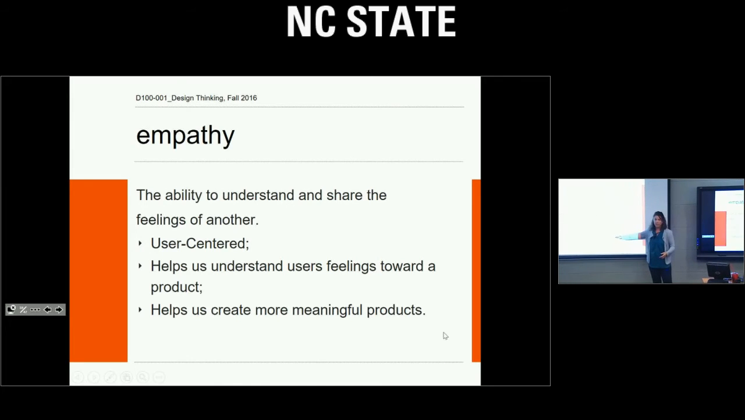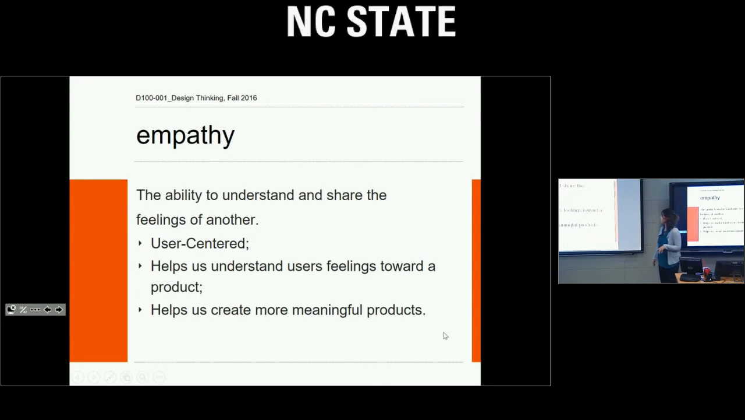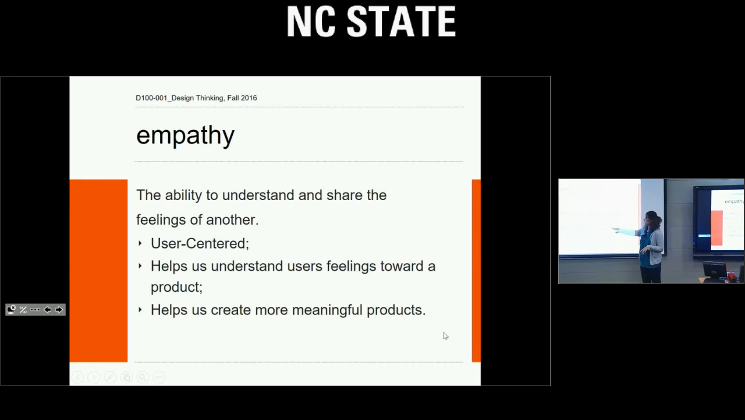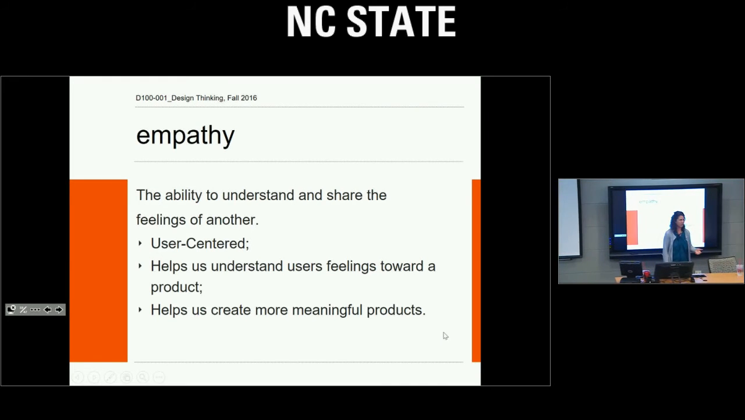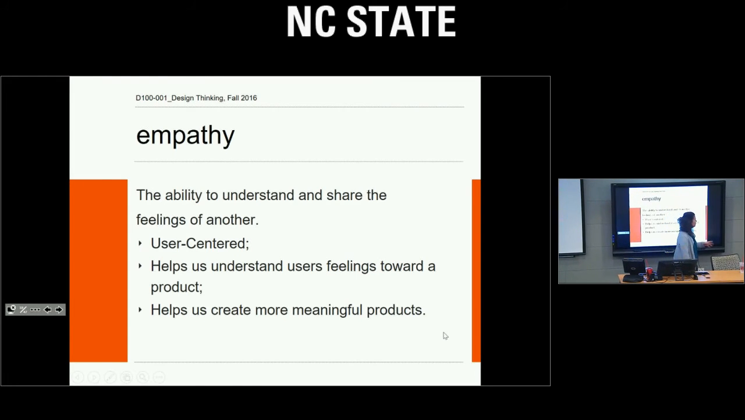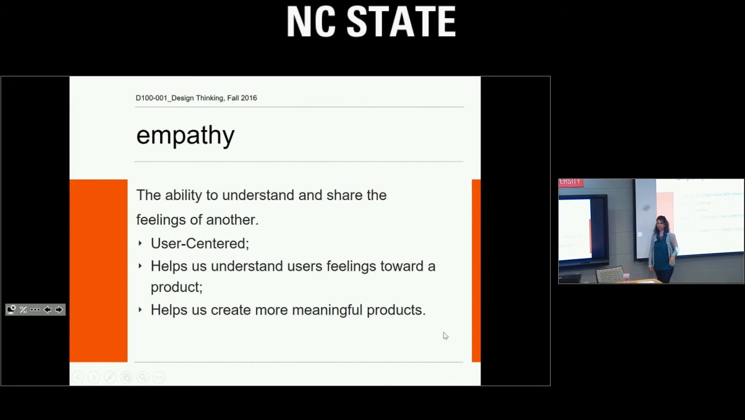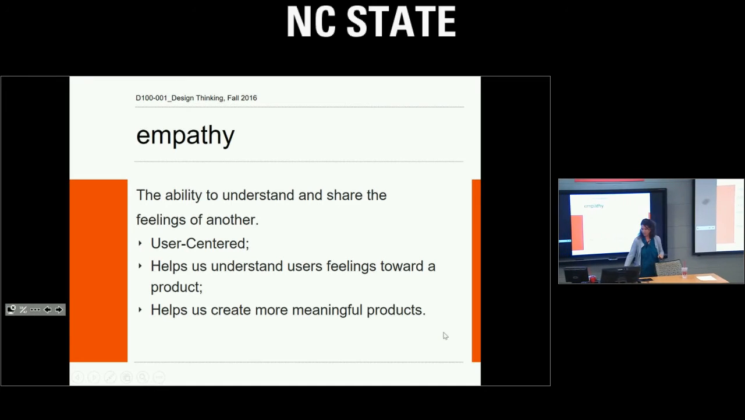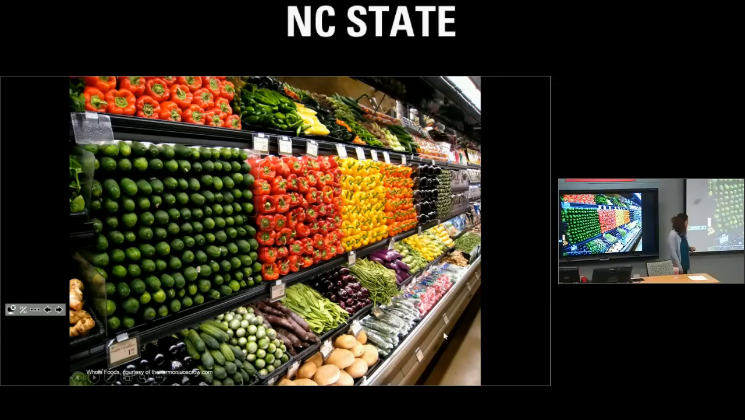And really this first assignment, one of the aims of that is to get you to empathize with the people who are in the experience or the environment that you're going to be observing. It might help us understand users' feelings toward a product or a service or an experience if we're empathizing with them, if we're putting ourselves in their shoes. And ultimately helping us create more, I should really change all of these products. Where it says product, it should say experience or product or experience or something like that.